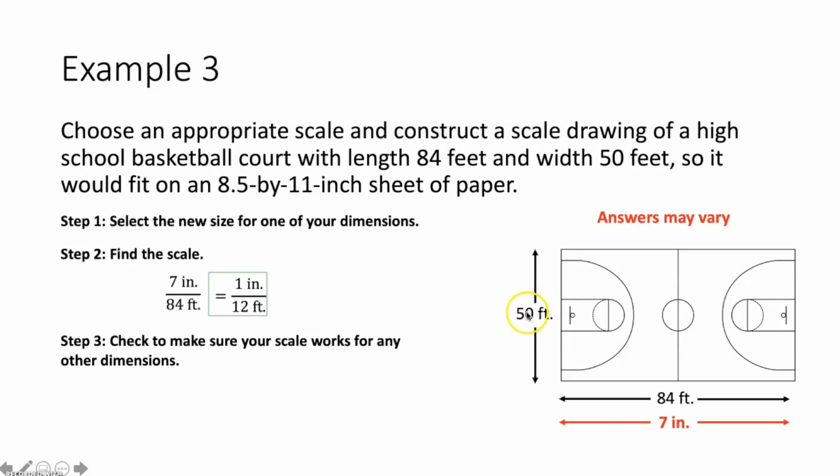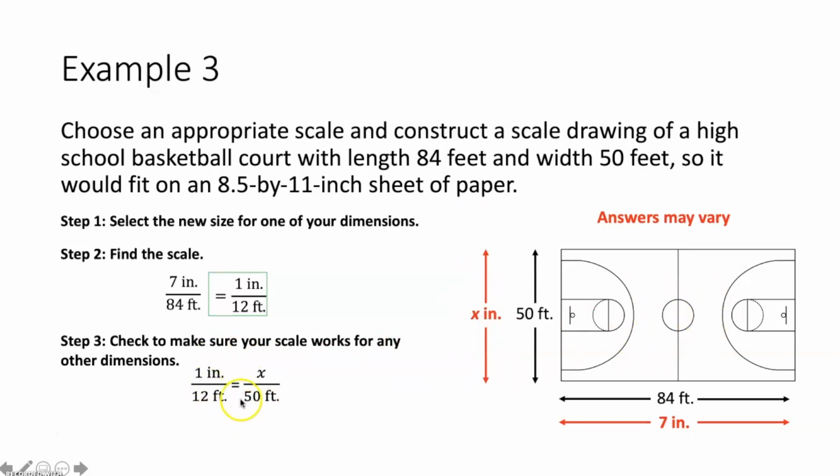To do that, all you have to do is set up a proportion and solve for the width of your basketball court on your given sheet of paper. We'll call that X. So we're going to say that our scale, 1 inch to 12 feet, is going to equal X over 50 feet. That will tell us how many inches wide the basketball court is on your sheet of paper.